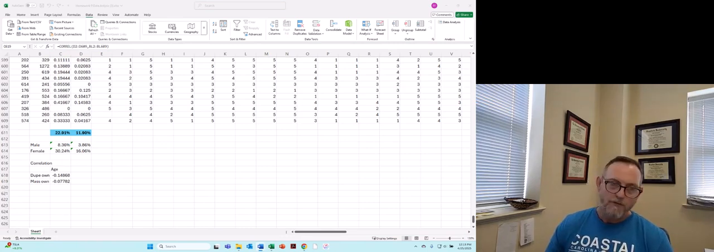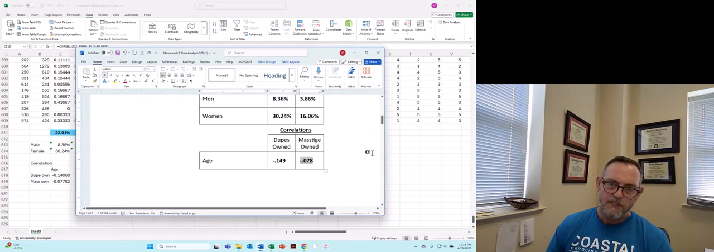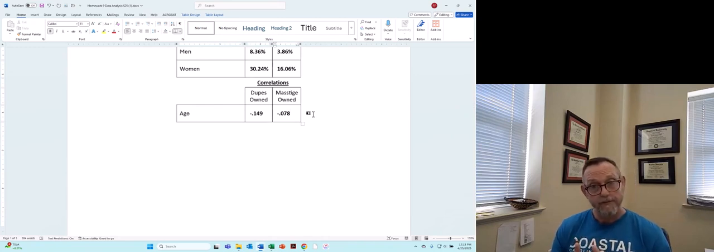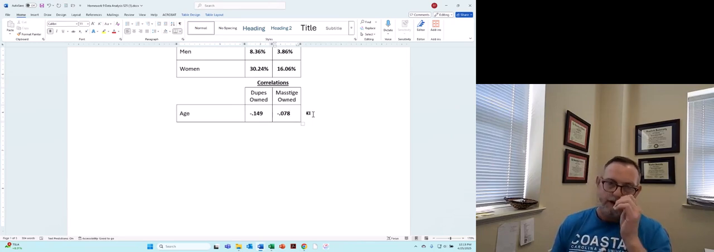I mean, 149 is pretty small, and take half of this, and so the strength of the relationship is essentially cut in half when we look at prestige owned. Still negative, so that's interesting, but probably non-significant, and certainly half as strong as the relationship of dupe ownership and age.